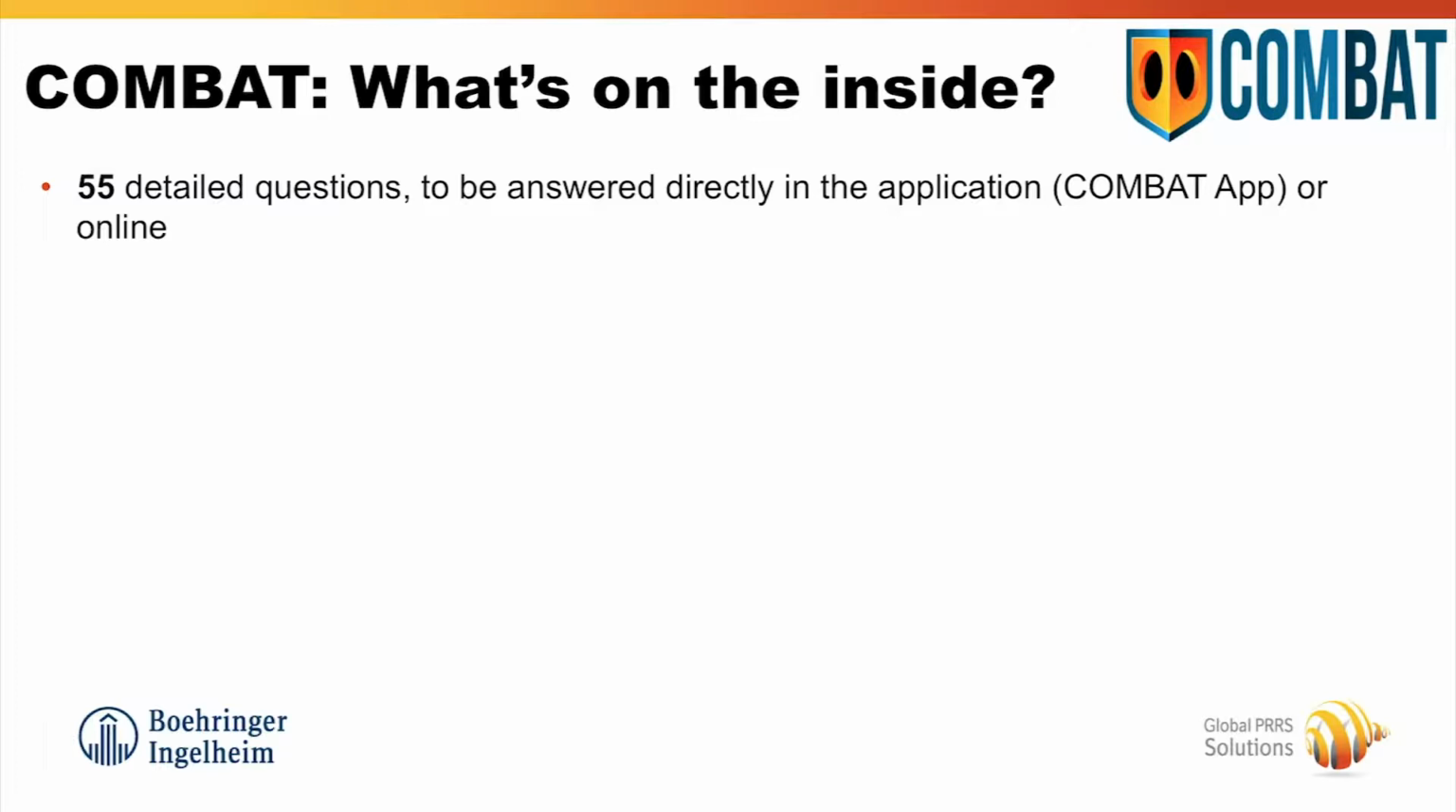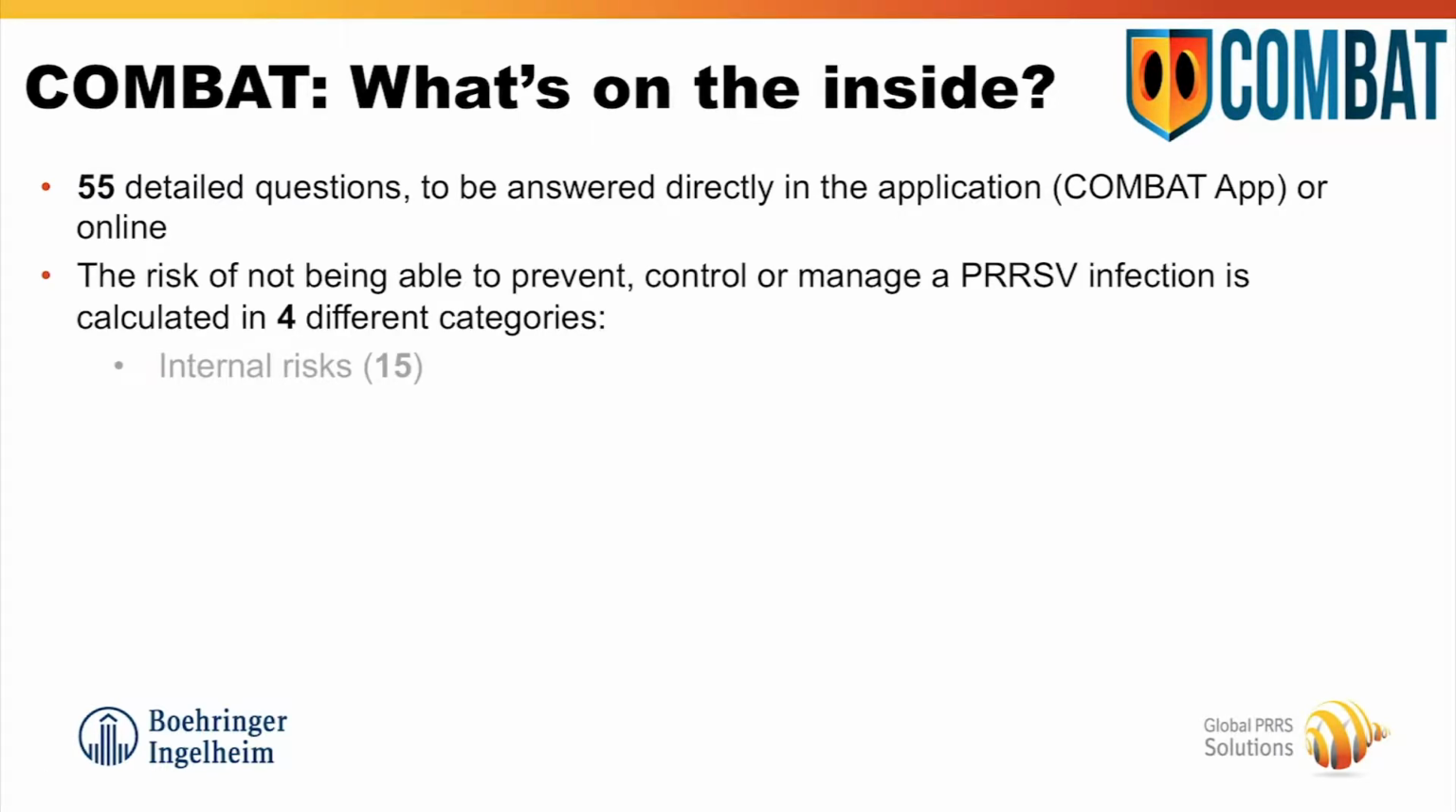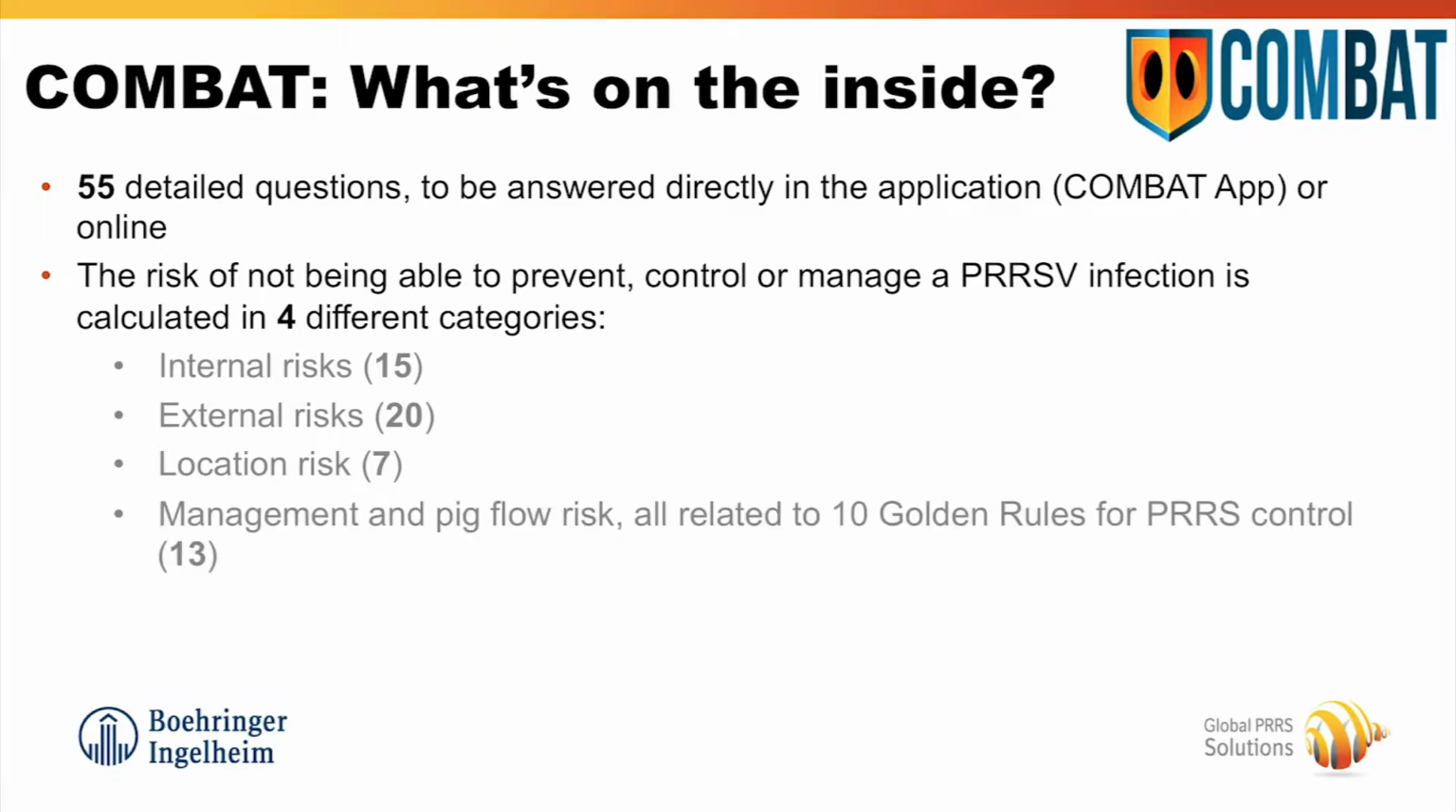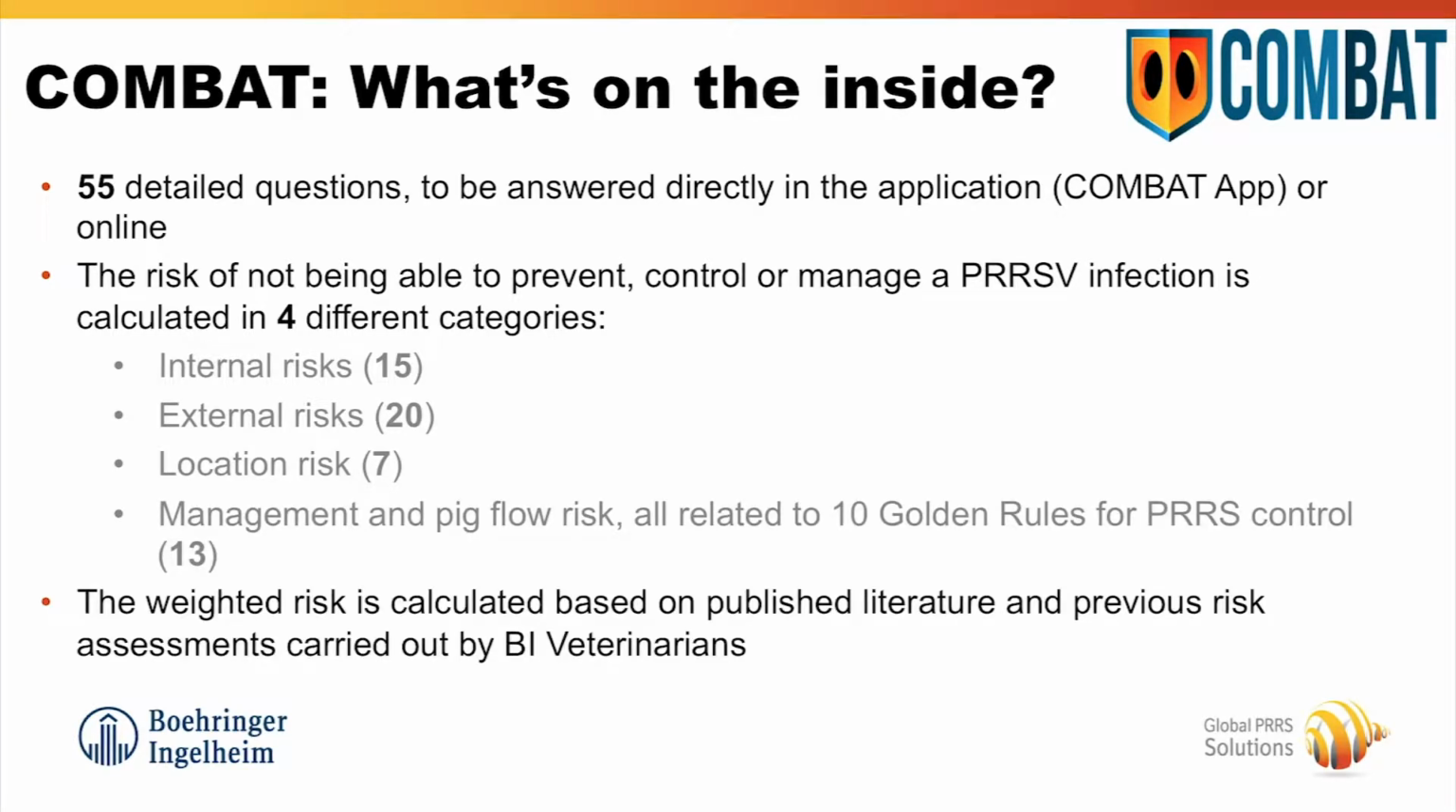There are 55 questions in the combat risk assessment, split up into 4 categories. 15 internal circulation risk questions, 20 related to external introduction risk, 7 that are specifically focused on location-based risk. Location risks are typically the ones that it's difficult to do anything about. You can't just pick up your farm and move it somewhere else, or at least not without substantial capital investment.